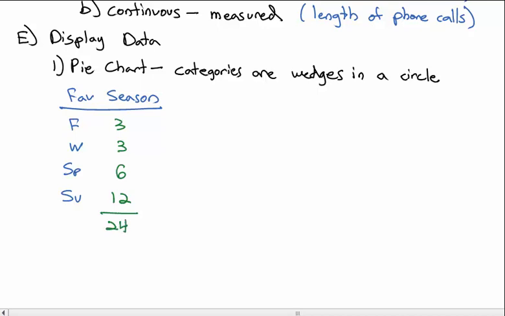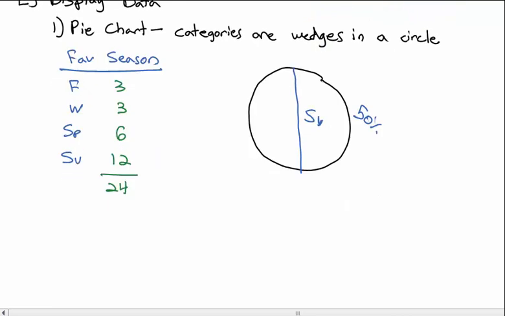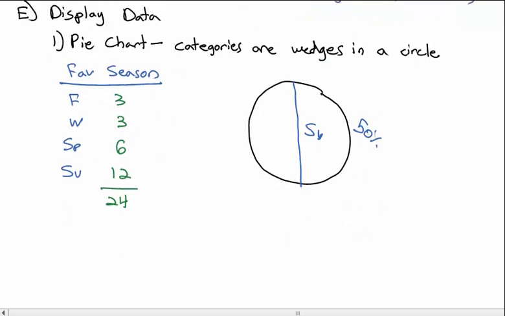So if we were going to make a pie chart for this, we would do a circle. And 12 of them liked summer. That's 12 out of 24. That's half of them liked summer. So we could even say that's 50%. 6 of them liked spring. So that's 6 out of 24, that's a quarter. That's 25% liked spring.